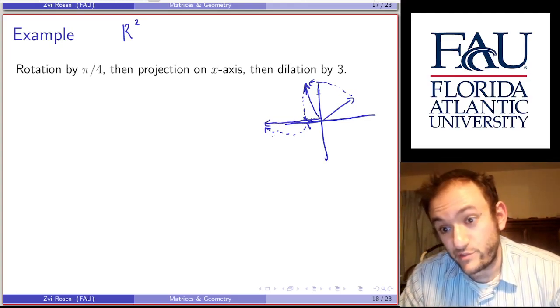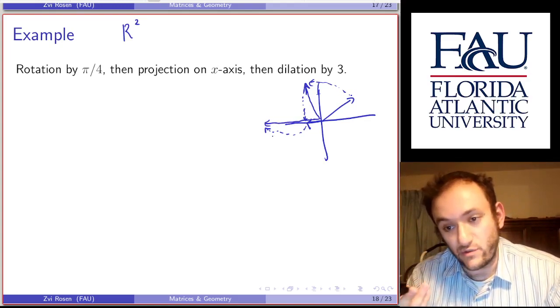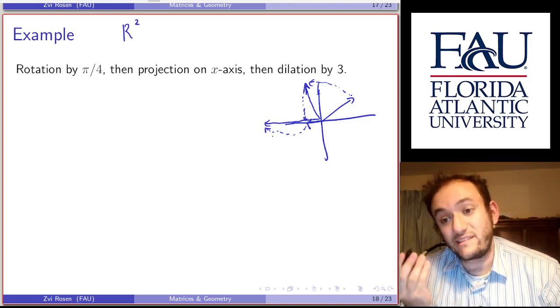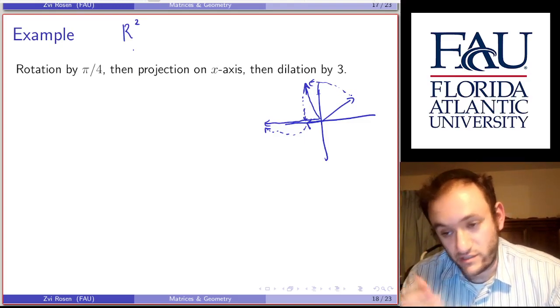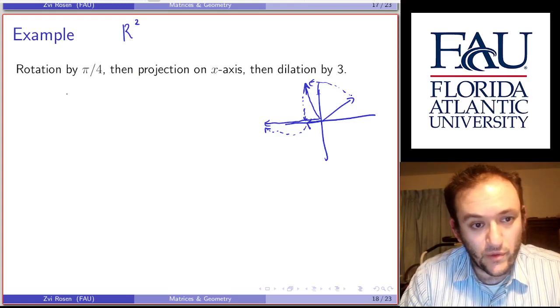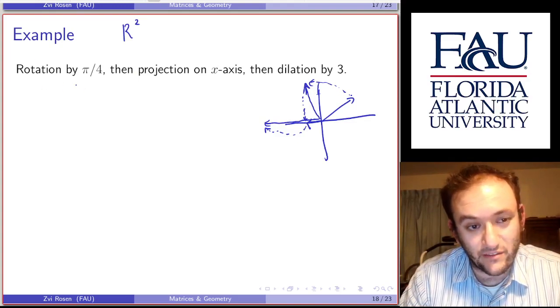So we do a bunch of different steps here and eventually get to a new vector. The question is, can we write down the matrix for this new transformation? So we can, and we're going to do that by writing down the matrix for each of these.